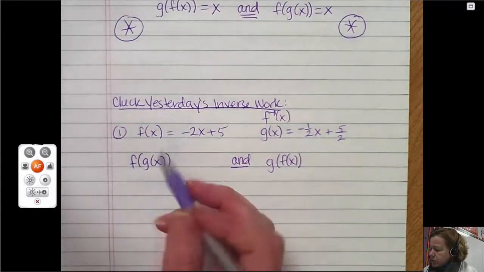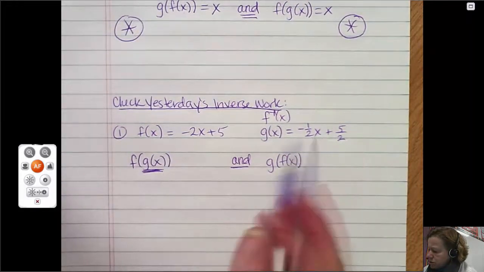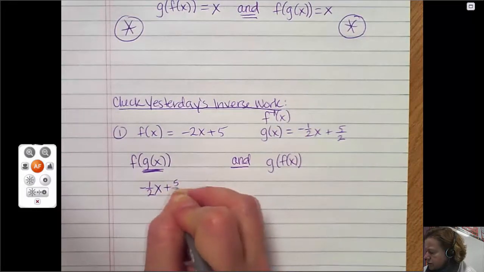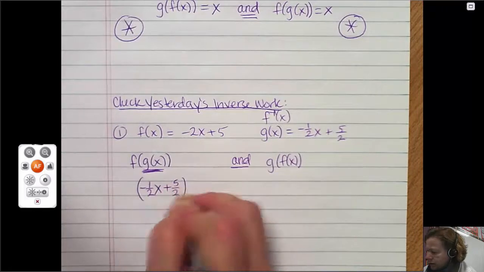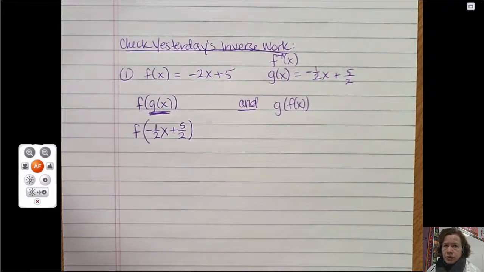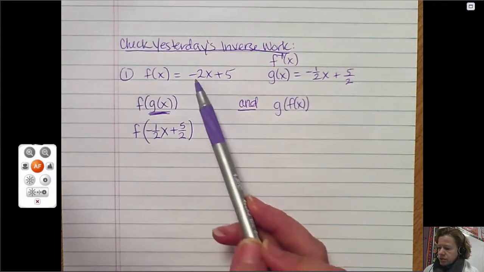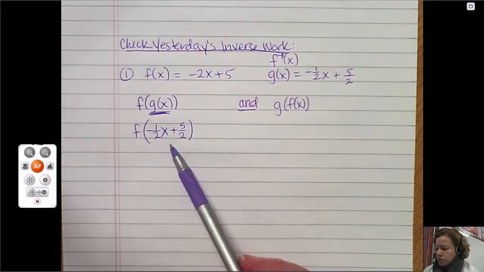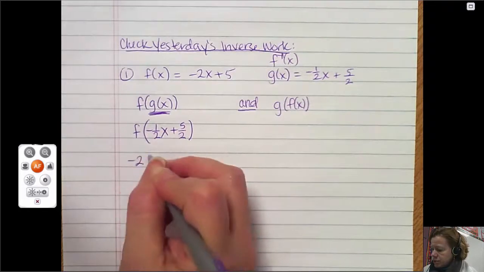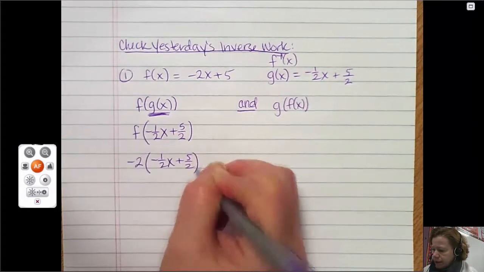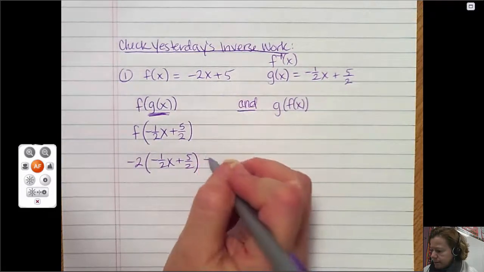Okay, so here I'm going to take my g of x rule, which is -1/2 x plus 5/2, and plug that in to my f function. So these start to look pretty scary, but you have to just be patient and do good algebra. My f function says do -2 times whatever comes in. Well, what's coming in is this whole expression. So I'll take -2 times -1/2 x plus 5/2, and then we add 5 to it on the end.